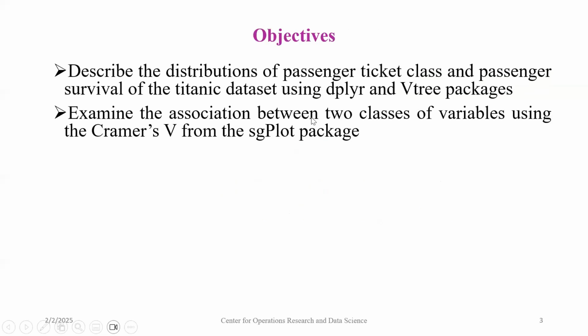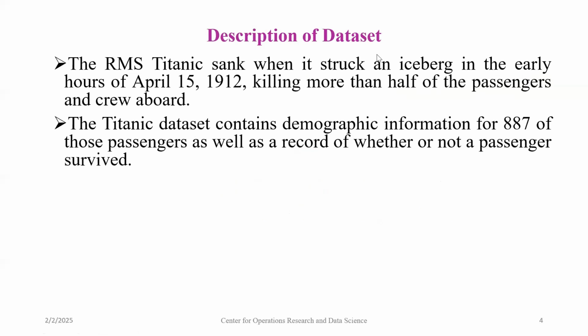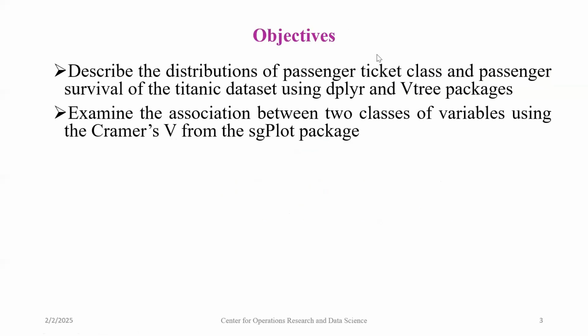In today's video, our objective is to describe the distributions of passenger ticket class and passenger survival of the Titanic dataset using the dplyr and vtree packages in R. Secondly, we will also examine the association between two classes of variables in that same dataset using Cramer's V from the sjPlot package.